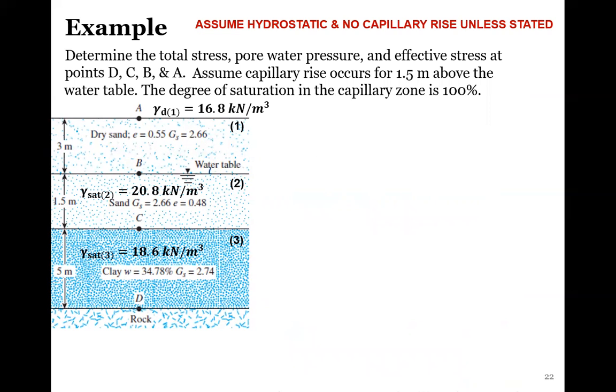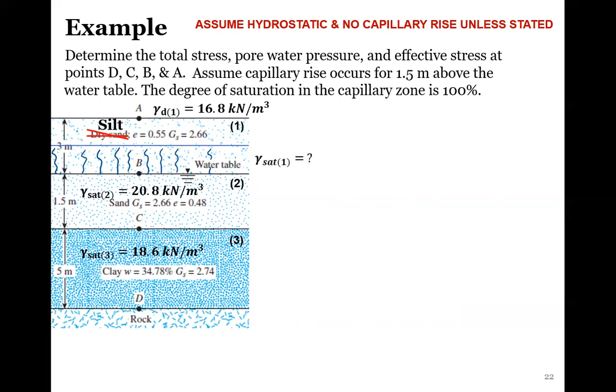So now let's see this problem and assume capillary rise occurs for 1.5 meters above the water table. And let's say that degree of saturation in the capillary zone is 100%. So for this problem now, we do not have a complete dry sand. And let's just say that this is a silt, since capillary rise mainly occurs in fine grained soils. So the problem would probably have something that looks like this. We would have these little tentacles looking up, and that's just to show that water is rising up above our groundwater table.